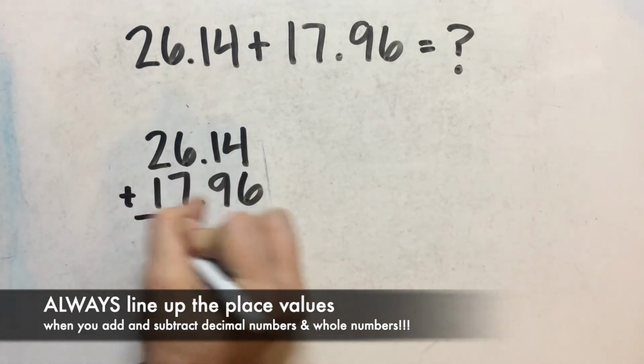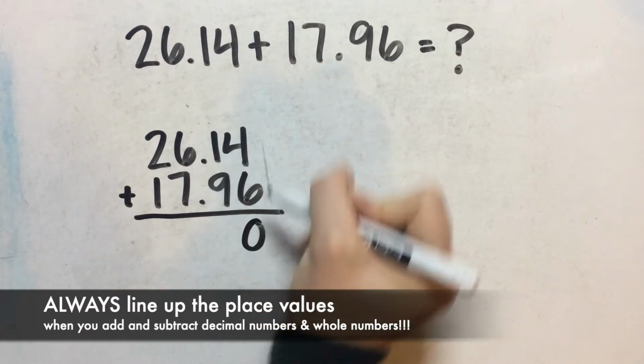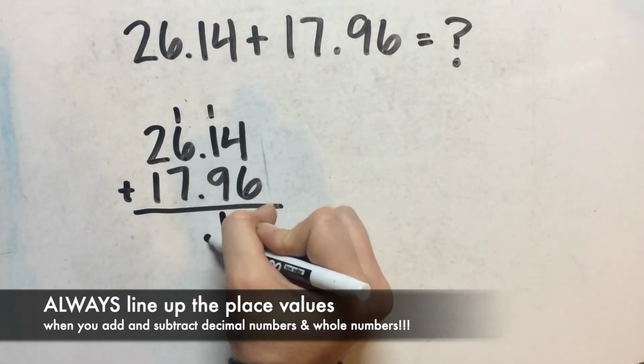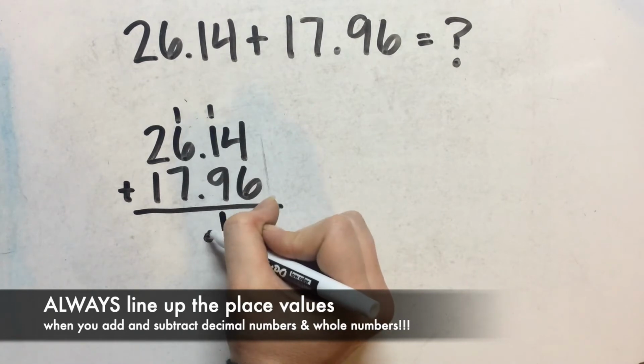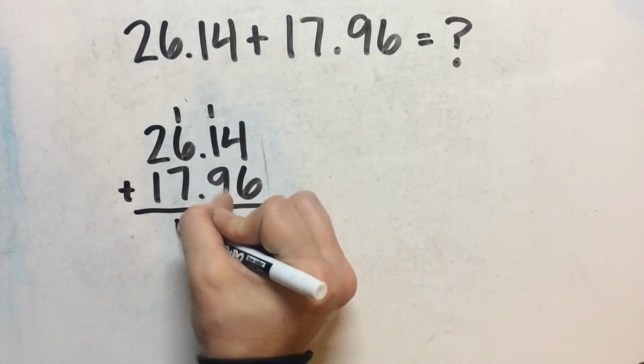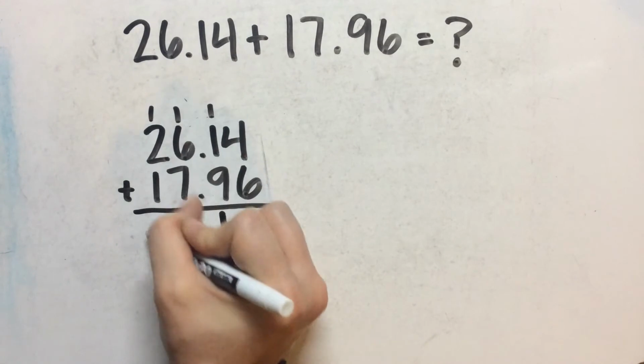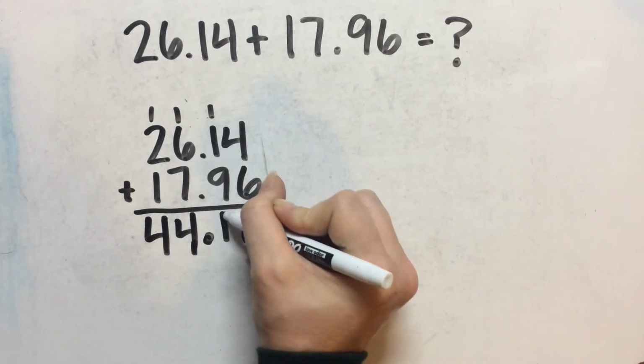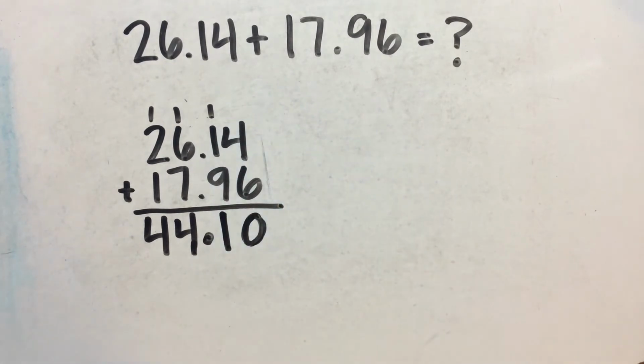So now we can add. 4 plus 6 is 10, 11, bring down your decimal, always bring down the decimal, 13, 14, and 4. So 44 and 10 hundredths.